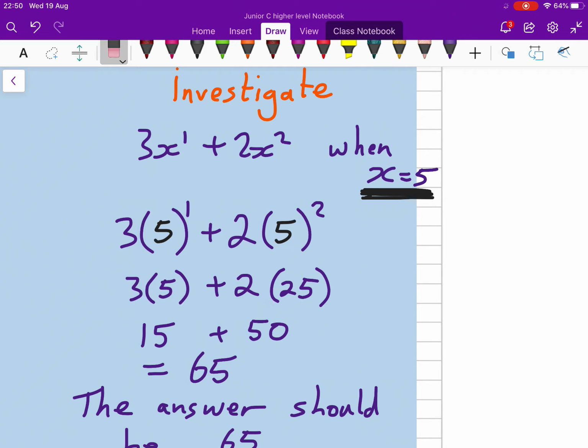So with the powers out of the way, that's the O in BODMAS, or if you use the word BEDMAS, E is for powers or exponents. Some people use BIDMAS, where I is for powers or indices. Anyway, the powers are done. Now we can get on with multiplying. So it's 3 times 5 is 15. 2 times 25 is 50. And then finally 15 plus 50 is 65. We know that's the correct answer.